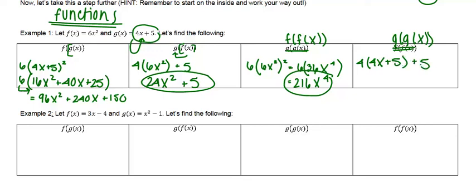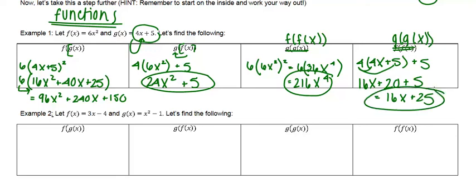Okay, so I want to take function g and I'm going to plug it in where I see x. So I'm going to have 4 times 4x plus 5 plus 5. I know I want to distribute this 4, so 4 times 4x gives me 16x. 4 times 5 gives me 20 plus 5, and our final answer should be 16x plus 25. Okay, so please make sure that you are checking to see which function you are starting with. Remember to always start on the inside and then work your way out.